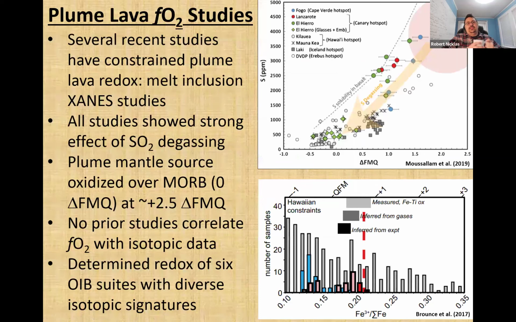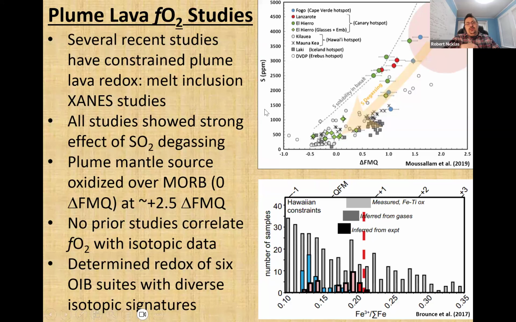Okay. So there's been a couple of studies before ours where we look at plume fO2. They mainly looked at melt inclusions and used iron XANES. We just talked about XANES. This is from Muthulam et al., 2019. This is from Fogo, the Cape Verde hotspot, Lanzarote and El Hierro, which are in the Canary Islands, Kilauea and Mauna Kea, those are in Hawaii, Laki in Iceland, and then the Erebus hotspot, which is in Antarctica.